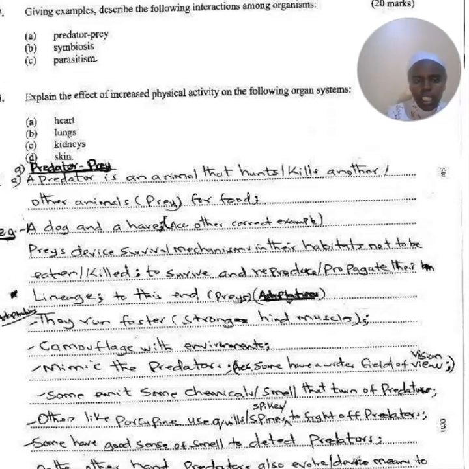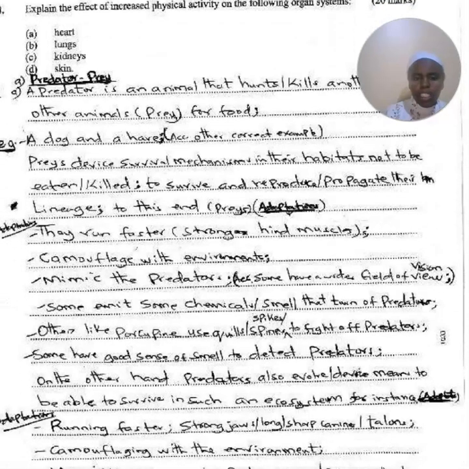Then here is a KCSE question. You are asked, giving examples, describe the following interactions among organisms: predator-prey, symbiosis, and parasitism. So a predator is an animal that kills another animal for food.